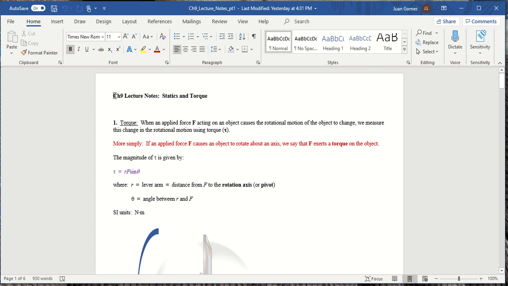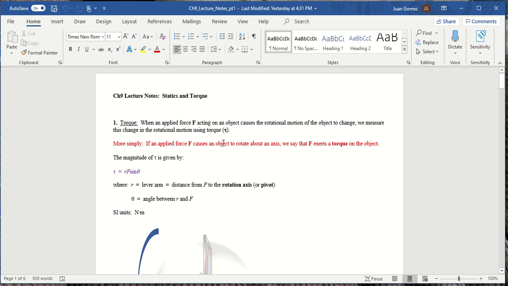But this deals with statics and torque. And now with Chapter 9 and then Chapter 10, we're now moving from linear motion to rotational motion. So we want to now set our minds to be thinking in terms of rotational motion as opposed to linear motion. Well, first let's look at what is a torque. I'm sure you've all heard of, for example, a torque wrench. Well, what is a torque?